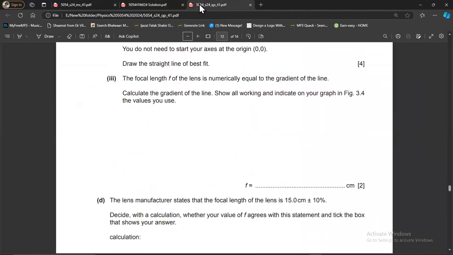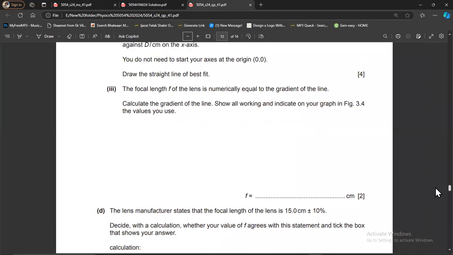Then the question is, the focal length f of the lens is numerically equal to the gradient of the line. Calculate the gradient of the line. Show all working and indicate on your graph in figure 3.4 the values you use. Okay, the values we use.